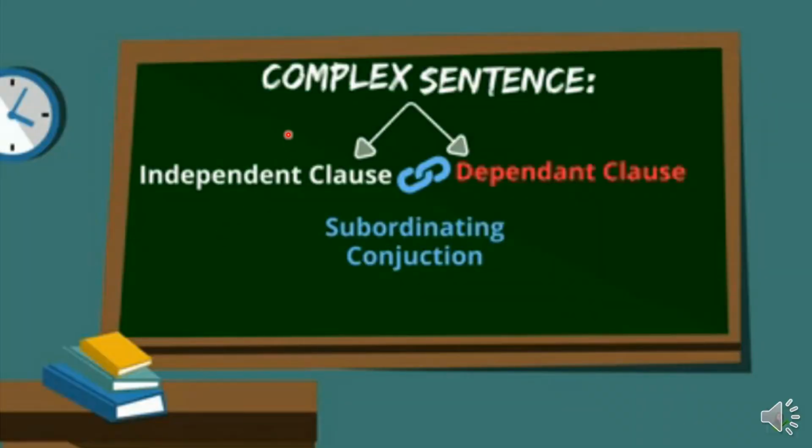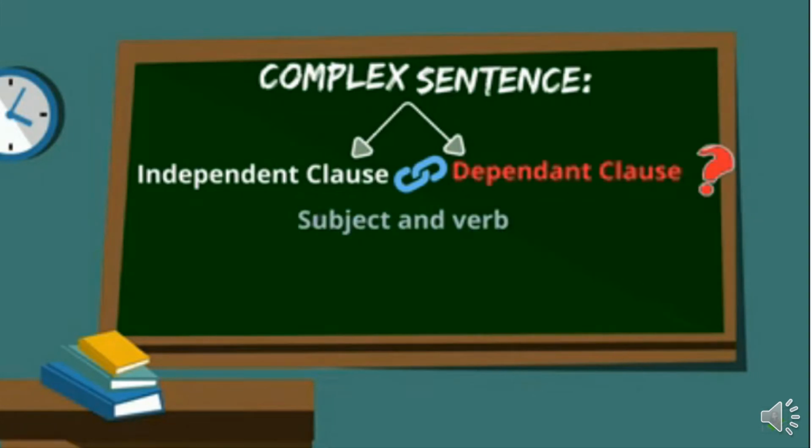A complex sentence is an independent clause joined with a subordinating conjunction to a dependent clause. So a complex sentence is made up of an independent clause and a dependent clause joined together by a subordinating conjunction. What is a clause? A clause is a subject and verb.